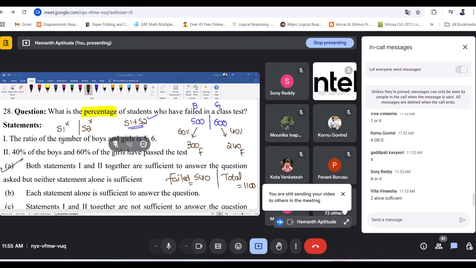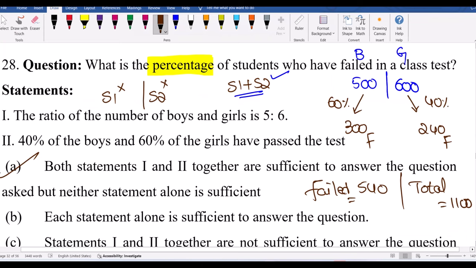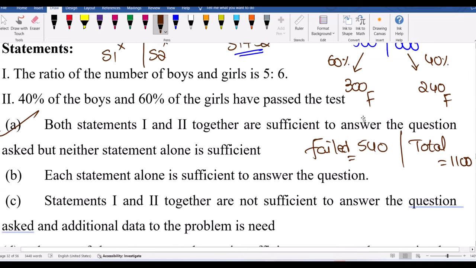Two alone, no. Whether boys and girls are equal or one is less, that we have to know, right? Some people are giving the answer with two alone: 40% of the boys, 60% of the girls, fine. But how many boys and how many girls are in that class is required to answer that. If both are equal, then the answer will be different. Or else if you're worrying, sir, in fact this assumption is not required.